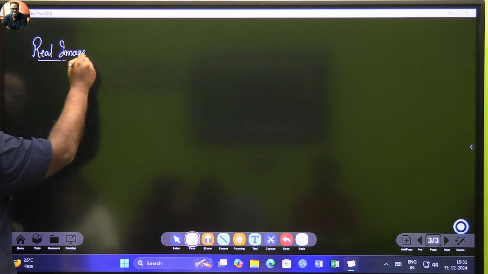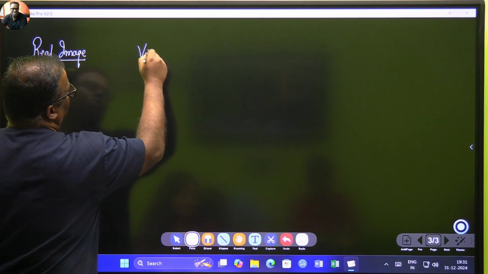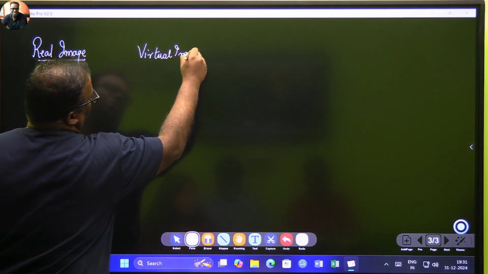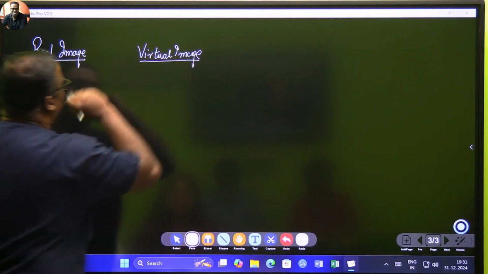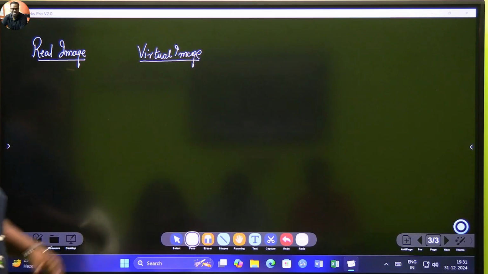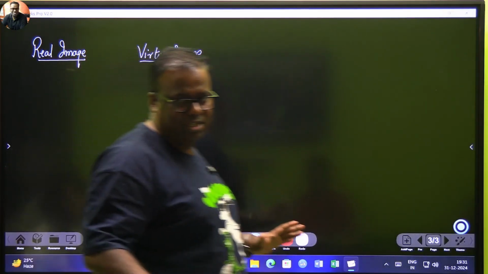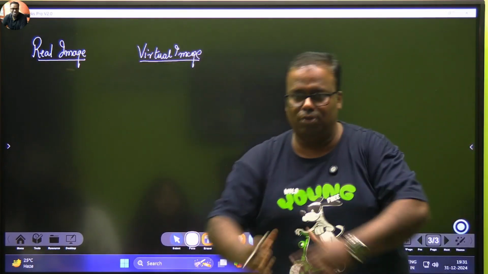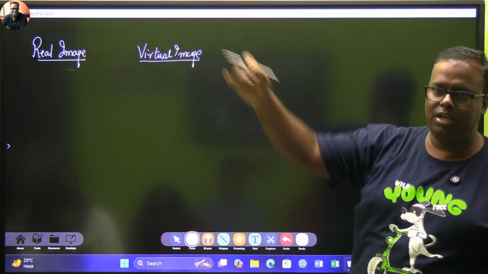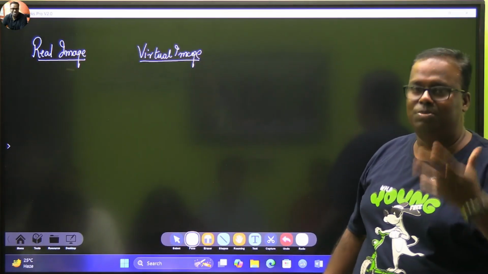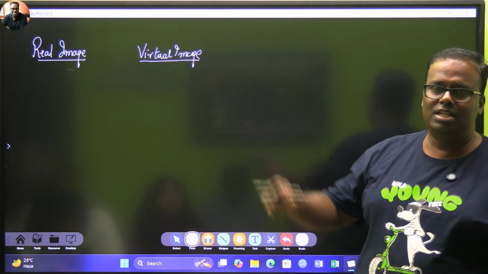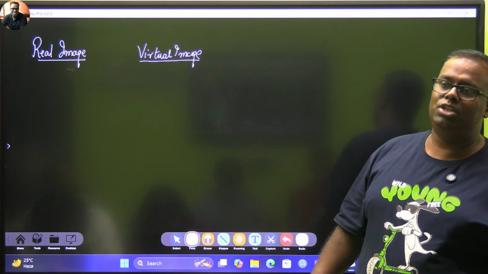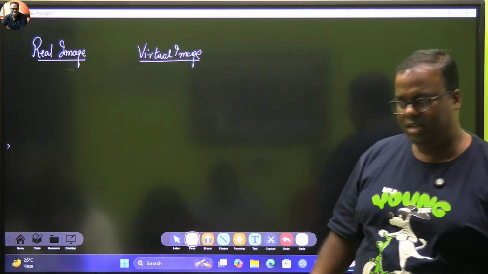Real image, and then we have something called virtual image. Since you don't know ray diagrams, there is nothing called a ray in actual physics. Rays are a given concept to understand the geometry of optics. We have given this as a concept, as an arrow, where the head shows where the light is traveling to, and the tail shows from where the light is traveling. Right?